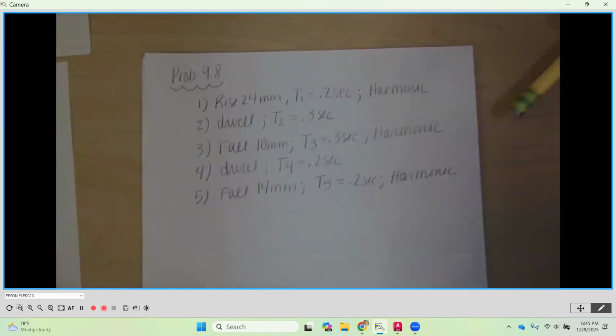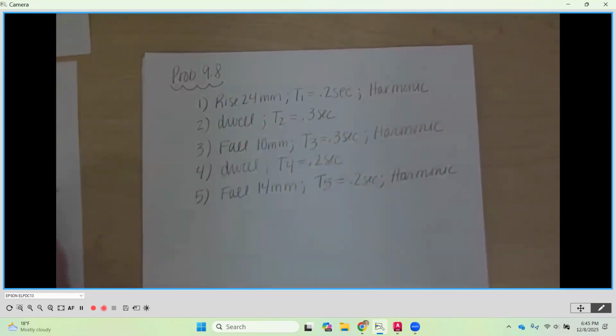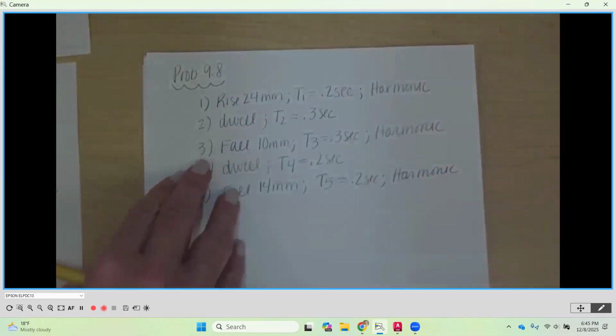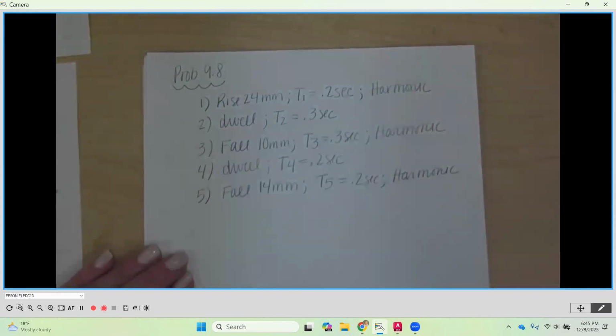So we have 5 steps of motion through 1 revolution of that cam. Notice we're starting our problem with the end in mind. Remember, the follower is the end result or the output. That's what we're defining the motion for. Now we're going to build a cam that's going to do that.